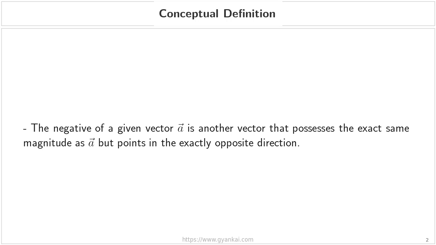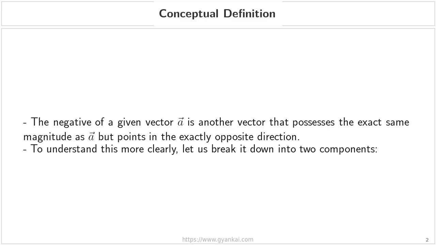Conceptual definition. Now that we've established that a vector is defined by both length and direction, let's dive into the conceptual definition of a negative vector. Think of it this way. The negative of a given vector, let's call it vector A, is simply another vector that possesses the exact same magnitude or length as vector A, but it points in the exactly opposite direction. To make sure this concept is crystal clear, let's break it down into its two fundamental components: magnitude and direction.